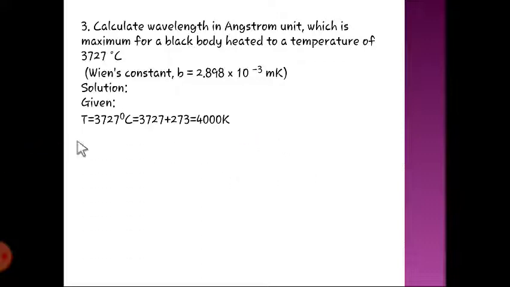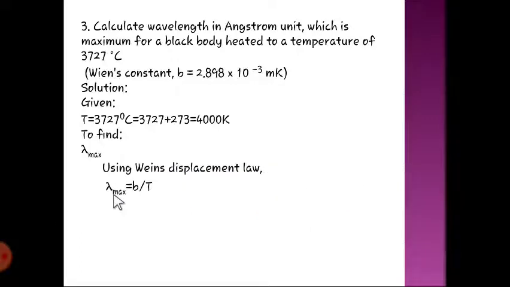So let's write down the given things. 3727 degrees Celsius means we have to convert it into Kelvin, so we get 4000 Kelvin. What are we going to find out? Lambda max. Lambda max means the wavelength at which energy is maximum. Try to understand it: this is not the maximum wavelength, this is the wavelength at which energy becomes maximum. So we are going to find at what wavelength energy becomes maximum, using Wien's displacement law.